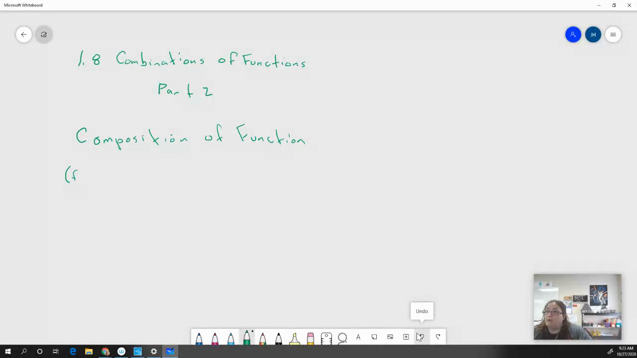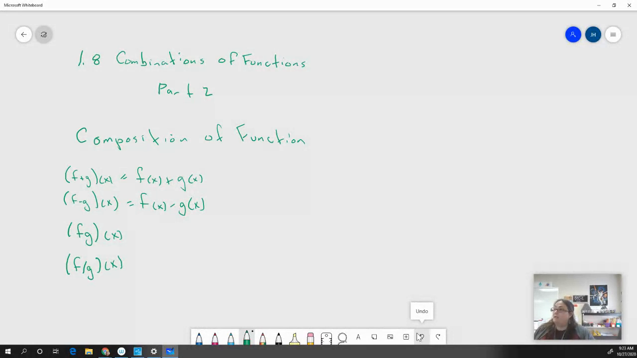We went over f plus g of x, which equals f of x plus g of x, which just means we can add those functions together. And we did f minus g of x, which is the same thing, f of x minus g of x. We did f times g of x, and we did f divided by g of x.